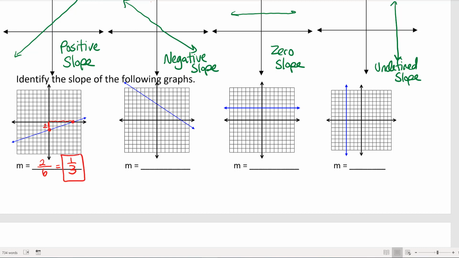So if I would have picked 2 different points, let's say that one and that one, which are a little bit closer together, I'm going up 1 and running 3. Notice it doesn't really matter which points you pick, you're still going to be able to reduce to the same slope.